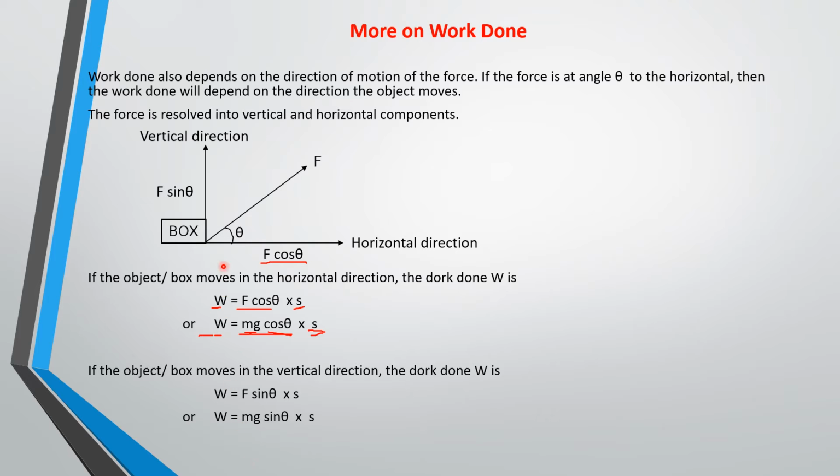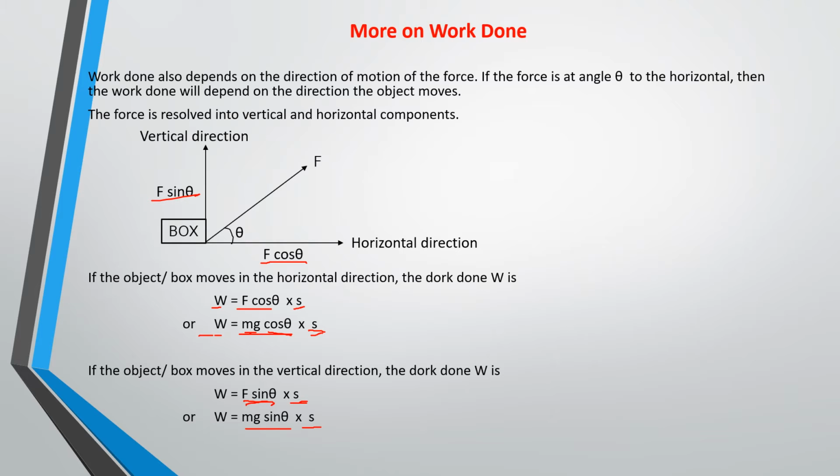Now, if the object is pulled along the vertical direction, then the force is equal to F sine theta. So the work done will now become the force times distance, and this is F sine theta times distance. Is that okay? That can also be written as mg sine theta times distance. Don't be confused. This resolution of this force is just for you.